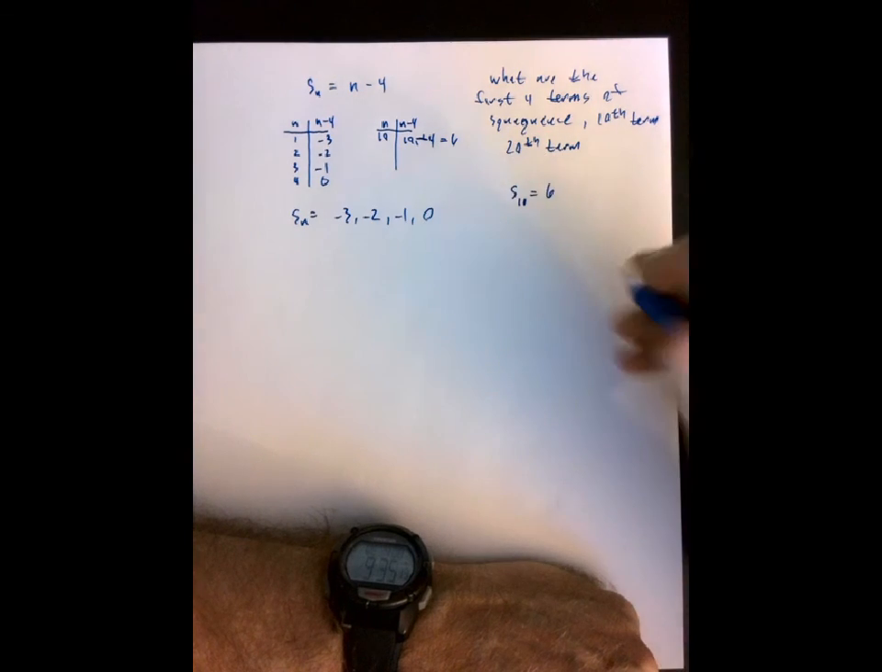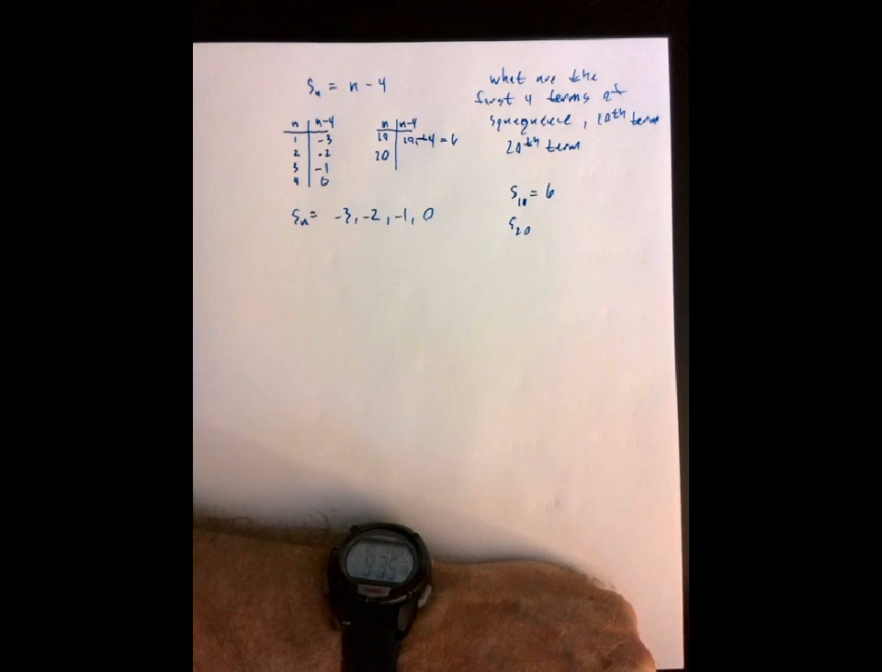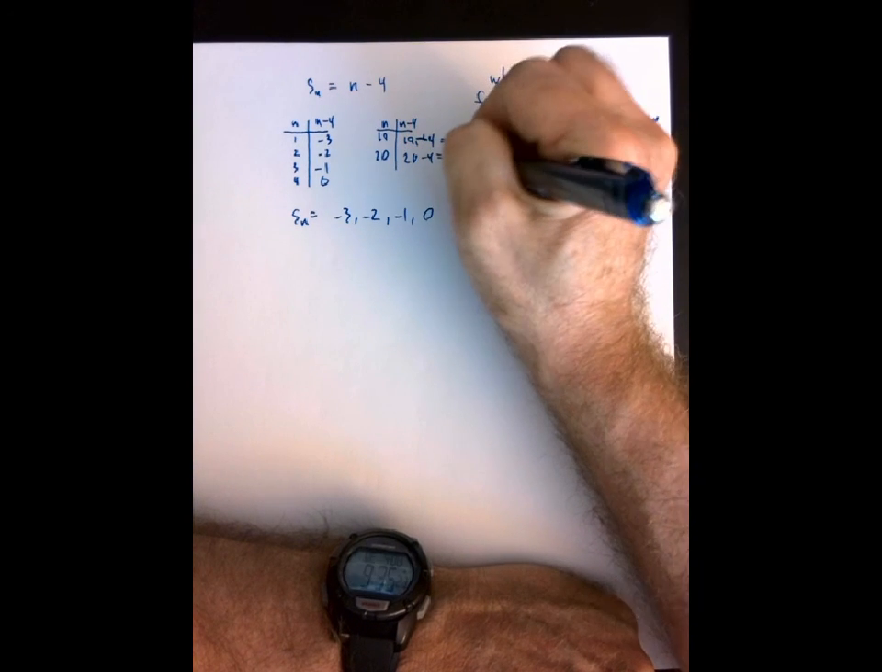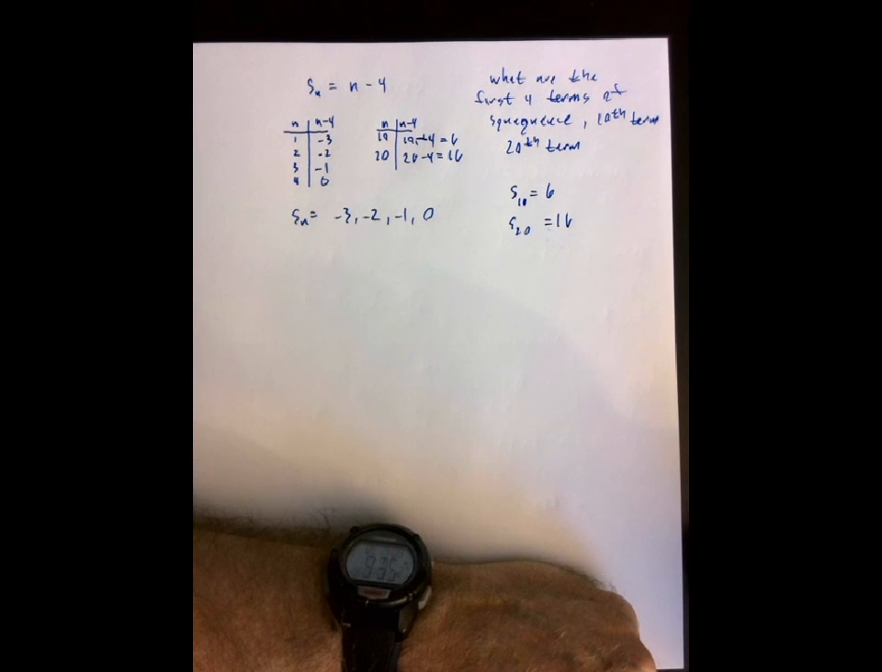What's the 20th term? S sub 20. We put 20 in for n. This is 20 minus 4. That is 16. So S sub 20 is equal to 16. Okay, does that make sense? Okay, so that's the idea.